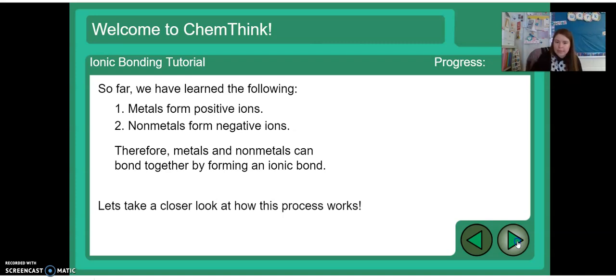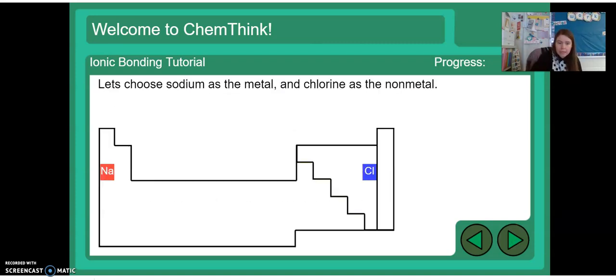So let's take a closer look at this. Let's use sodium and chlorine. We see sodium here on the left side of the table as a metal, and we see chlorine over here on the right-hand side of the table as a nonmetal.